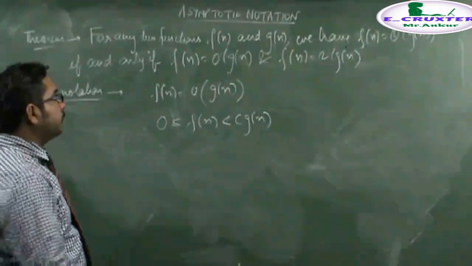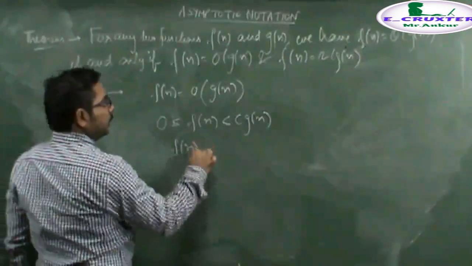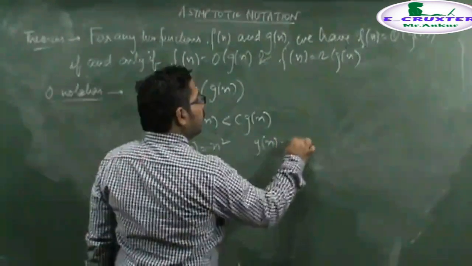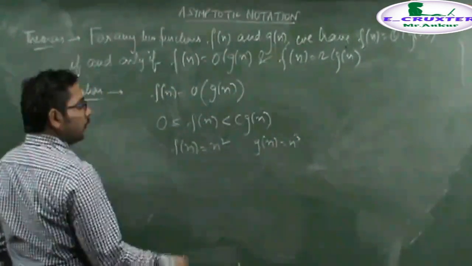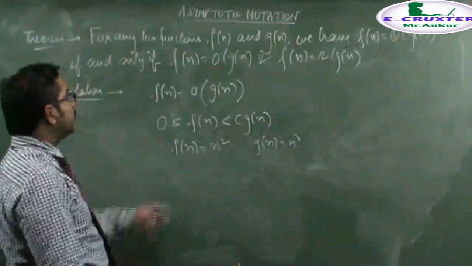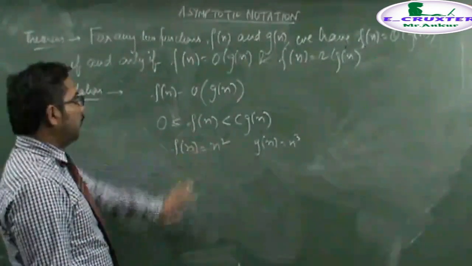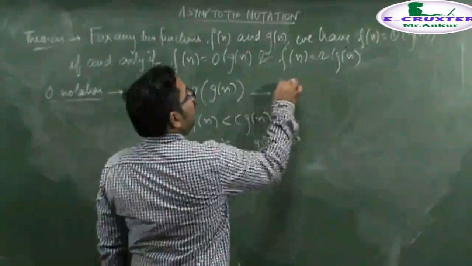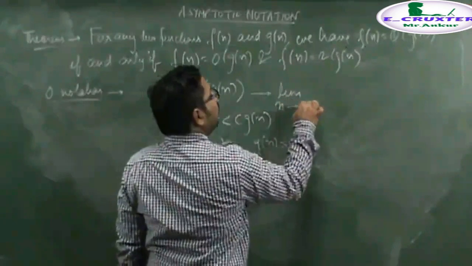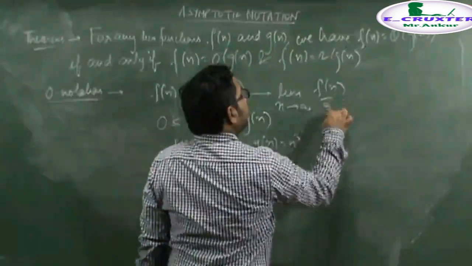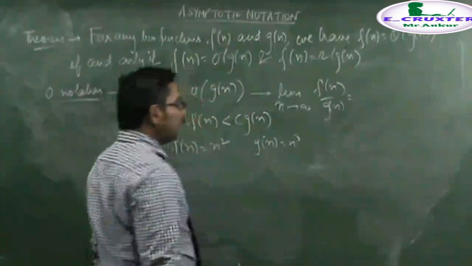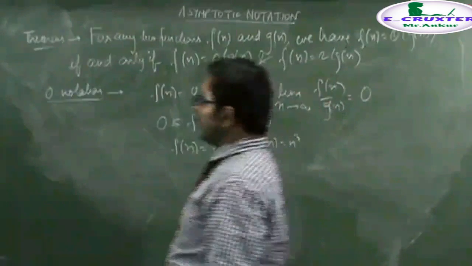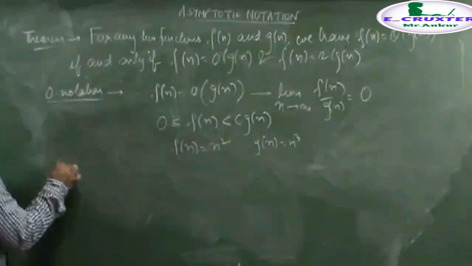Let's say if the f(n) function is, for example, n square and the g(n) function, let's say I take as n cube, then you will notice that for the f(n) function, the g(n) function will always act as an upper bound, which is basically the loose upper bound. And in limit, if I calculate the limit of n tends to infinity, f(n) upon g(n), it should always come to 0.